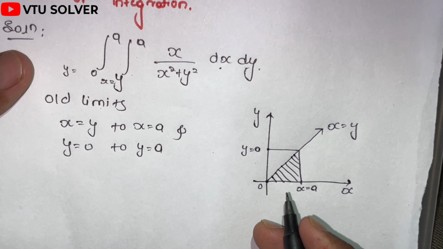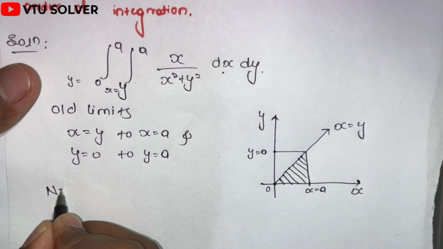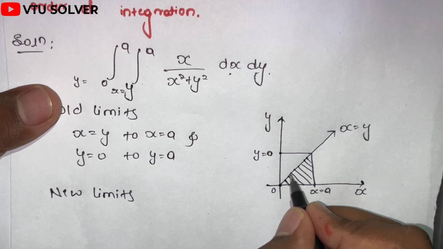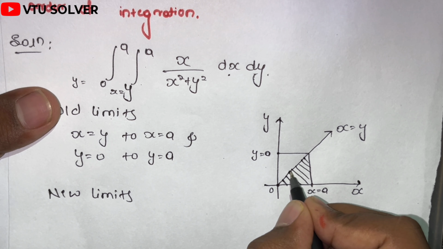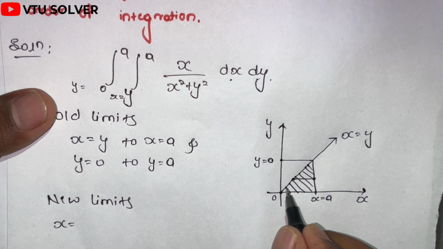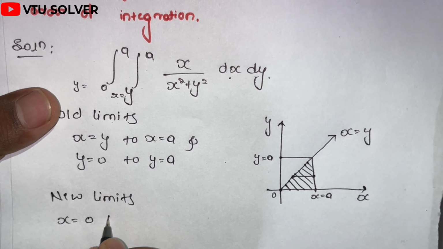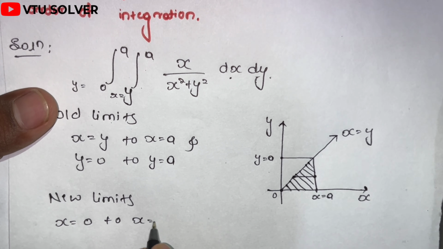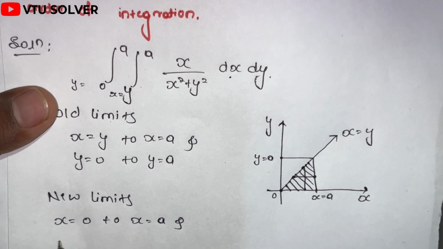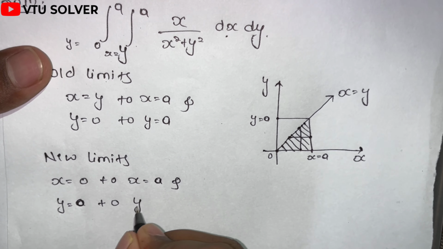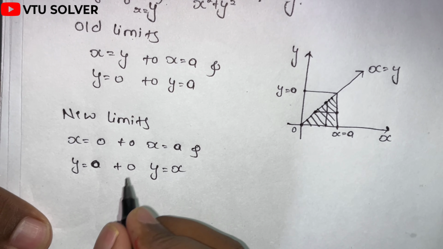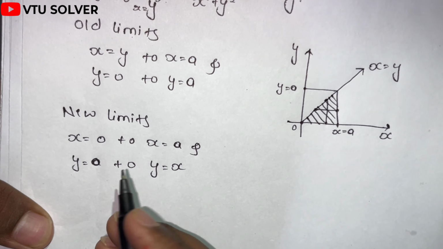Now using this graph, we can take the new limits. For the new limits, we first take a small line to take the limits. Now x is equal to 0 to x is equal to a, and the y limits here to here. The y limits are y is equal to 0 to y is equal to x. Here are the new limits.